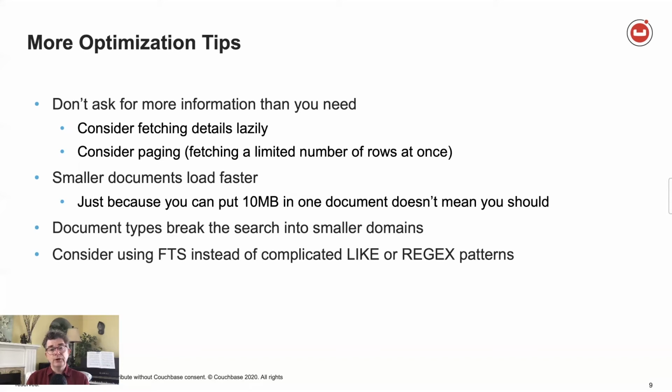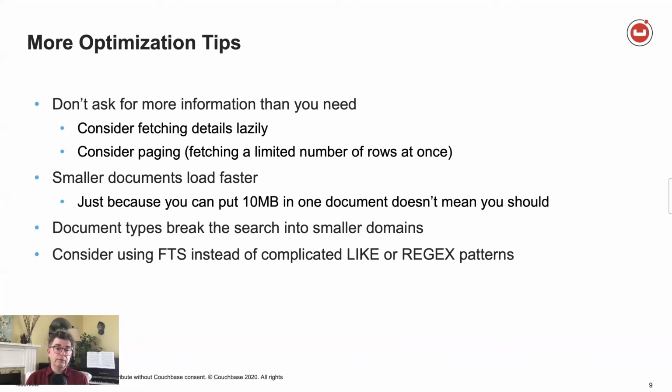You could consider fetching details lazily. So one technique that can be effective is you don't ask for anything but the doc ID. And that is going to return a very small amount of information. And then you can go and maybe individually load documents just using the document API, or you could run a query that loads information based on a set of those doc IDs, like an array of those doc IDs.